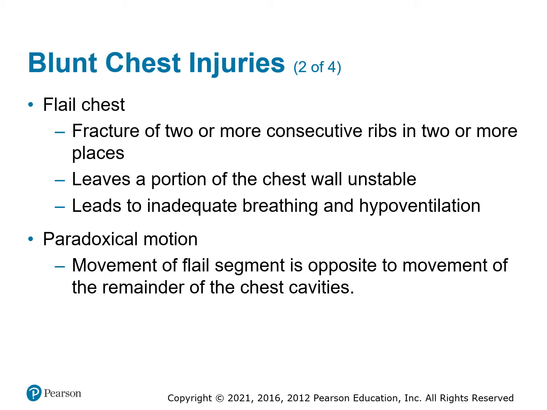What you might see with the flail chest is called paradoxical motion, and that's where the movement of that flail section is opposite to the movement of the remainder of the chest wall. The next couple slides are going to give you kind of a visual of what this flail chest looks like and what it would look like with the breathing process. But basically, when your chest wall expands, this segment of ribs that's broken free will actually move inward. And when your chest wall comes back in, it will move back outward.